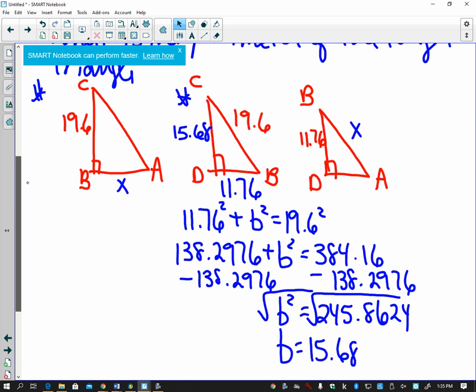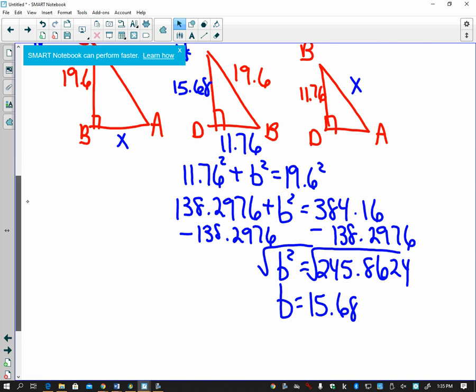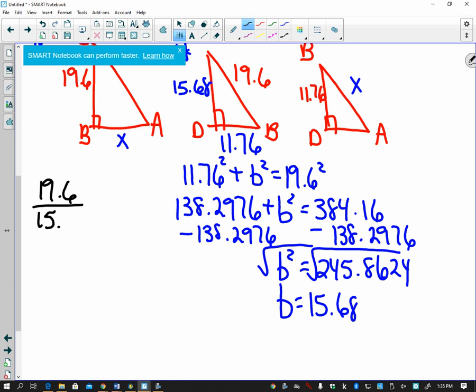So we've got 15.68. All right, now notice that we can set up this proportion here. We can do 19.6 over 15.68 equals 11.76 over x, and that's solving for that x right there.